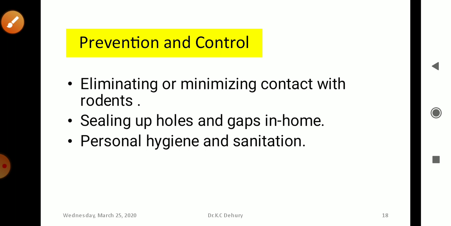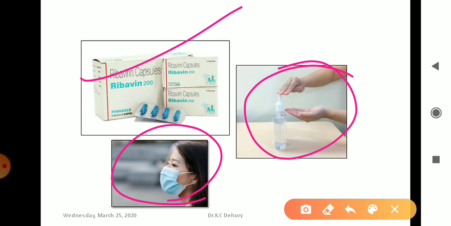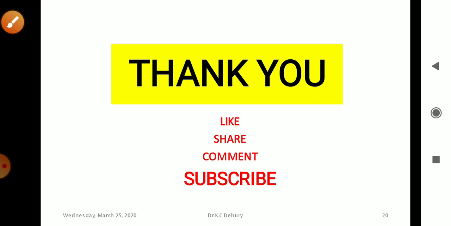So this is the ribavirin capsule, that is the antiviral capsules, the regular washing of the hands, and the usage of the mask in order to check the possible spreading of the virus from human to human. This is all about the hantavirus infections.